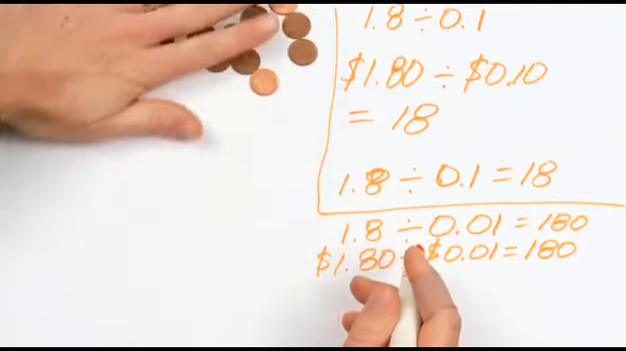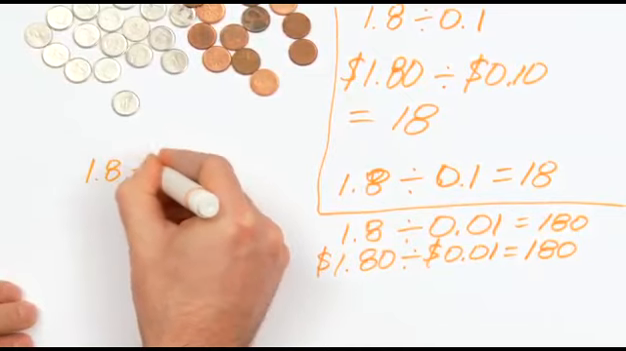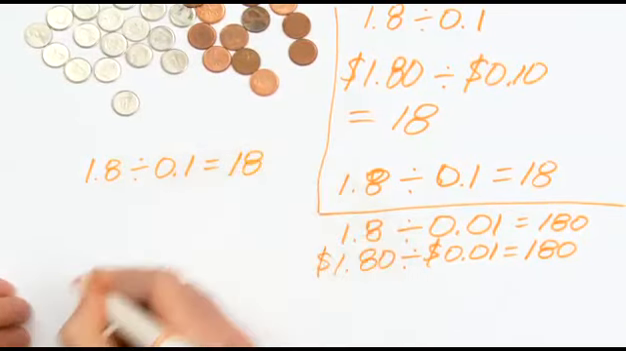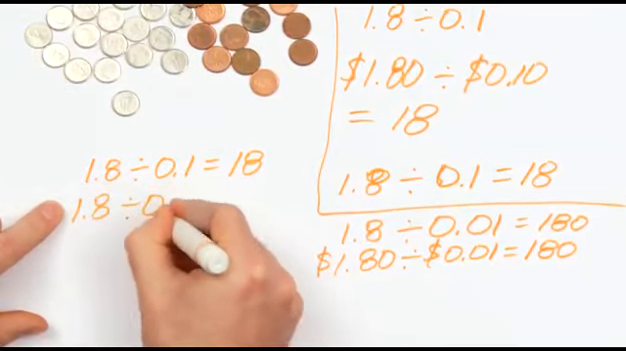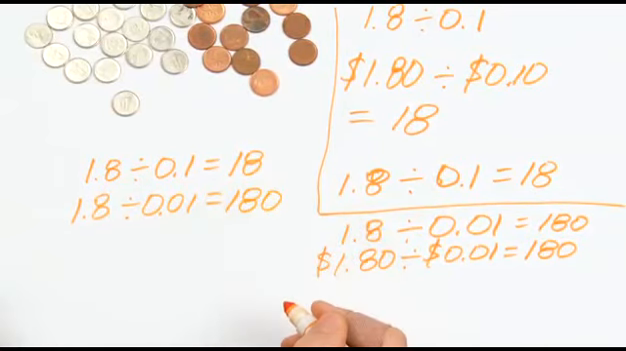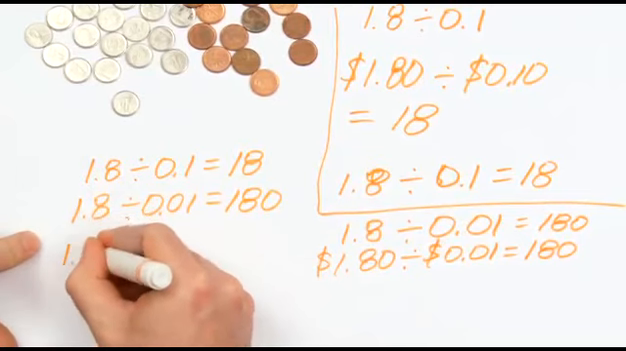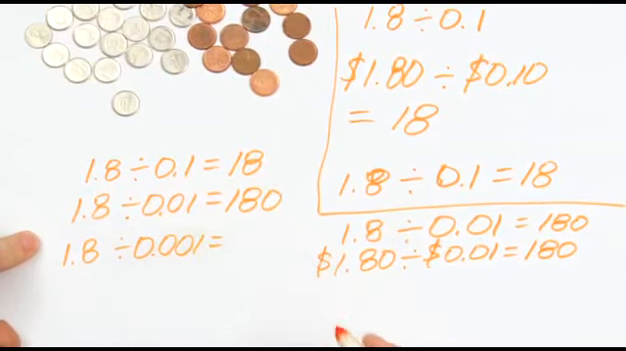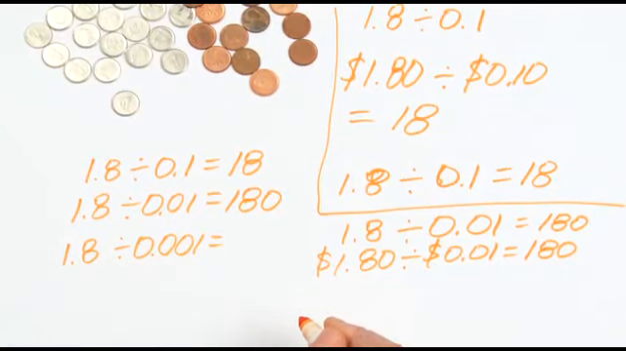I'm going to move this money out for a second. I want to see what we've come up with. We've got 1 8/10 divided by 1/10 was 18. And then we did 1 8/10 divided by 1/100 was 180. Wait a second, I think I'm seeing a bit of a pattern here. I wonder if you could figure out what 1 8/10 divided by 1/1000th would be.